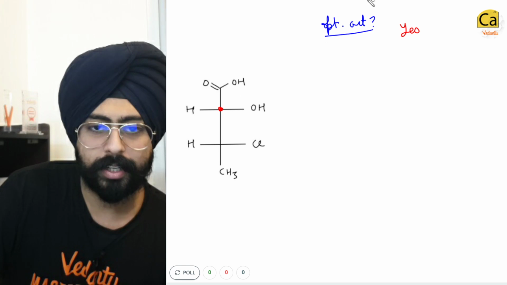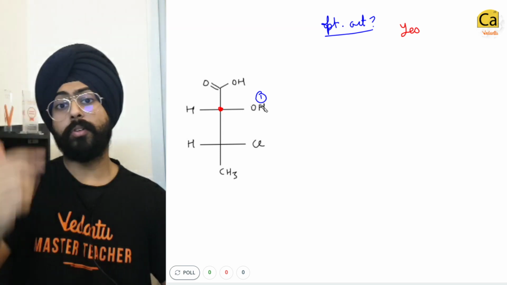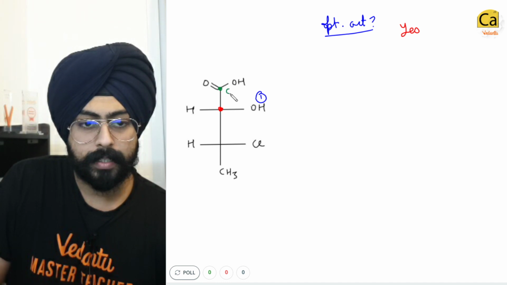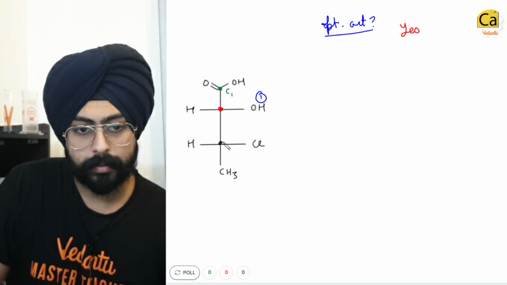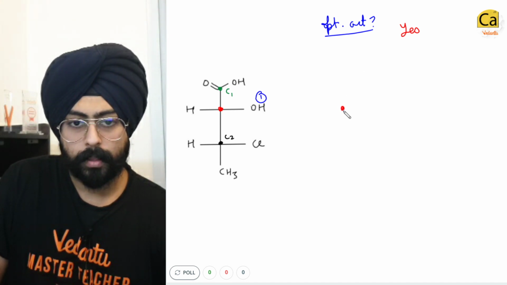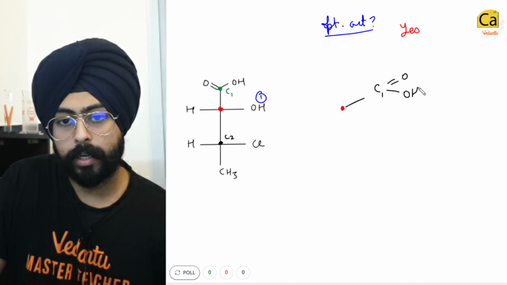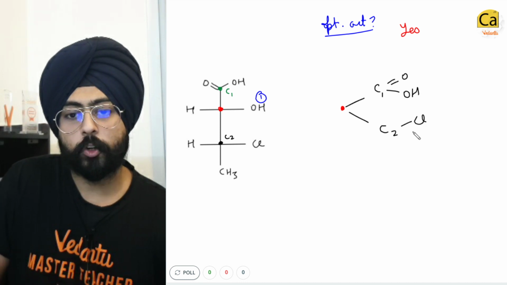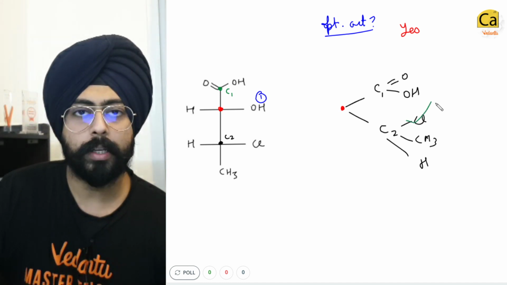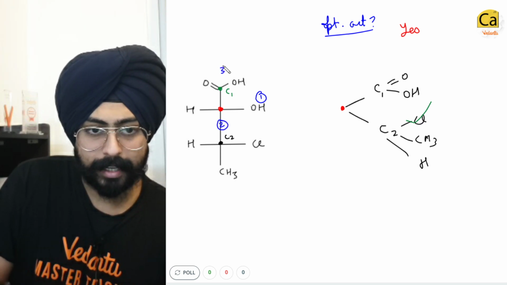What about the configuration of the red carbon? This is the first priority. You have to worry about the second priority. So for the second priority, let's call this green carbon C1 and this black carbon C2. Alright. So now let's compare C1 and C2. This is a question where you need to think about priorities. C1 has double bond O, single bond OH. C2 has a chlorine, a CH3 and a hydrogen. So my dear friends, do you realize that chlorine wins? Yes, chlorine wins. So this guy gets second priority, this guy gets third priority.